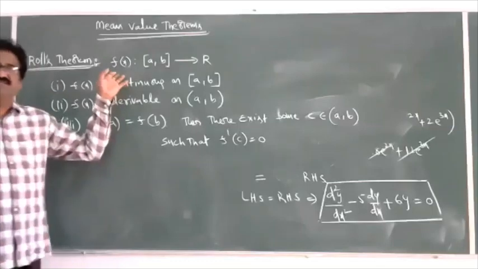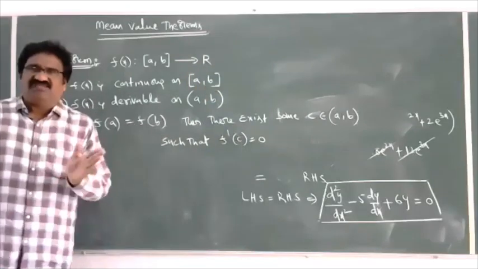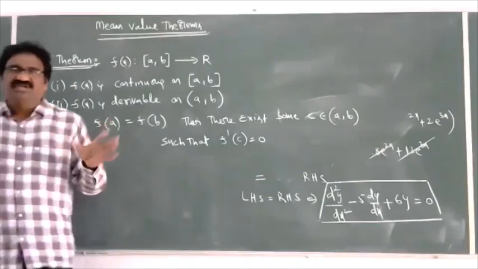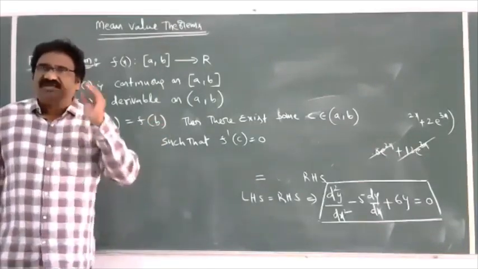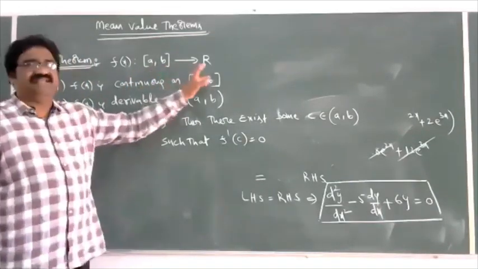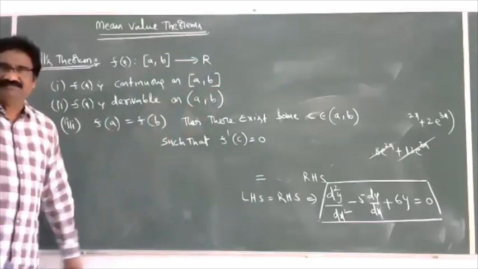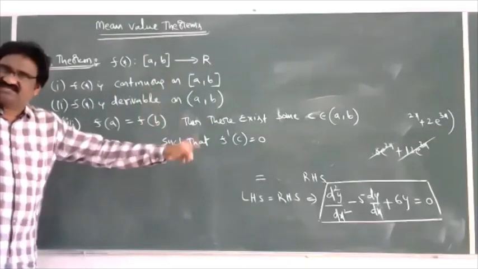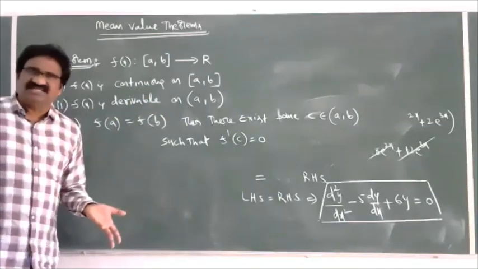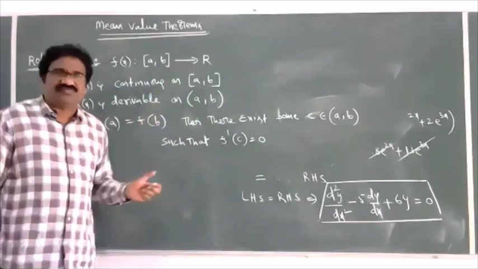f of x is a function defined on closed interval a comma b to real numbers. It can be a trigonometric function, an algebraic function, an exponential function, like that. So f of x is continuous on closed a comma b. This condition is satisfied. Second, f of x is derivable, that is, differentiable on open a comma b, and also f of a is equal to f of b.